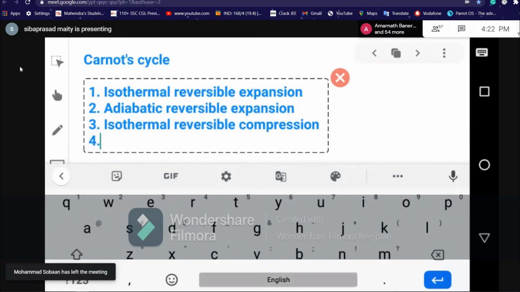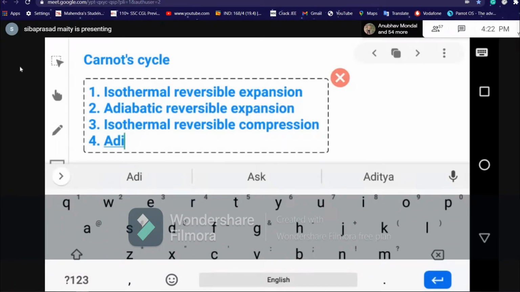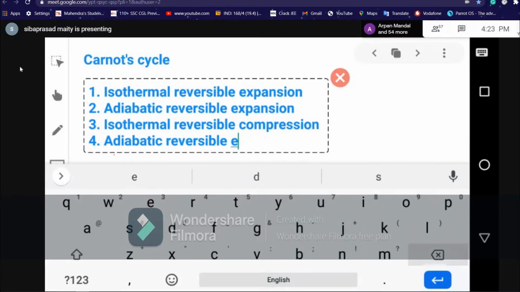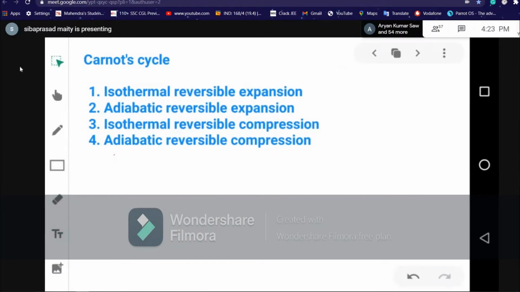And the fourth one was adiabatic reversible compression. So there are 2 steps of expansion followed by 2 steps of compression. One isothermal, one adiabatic, but every step is reversible.